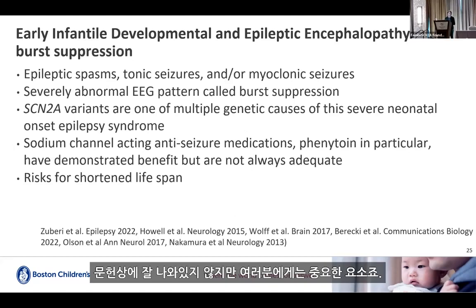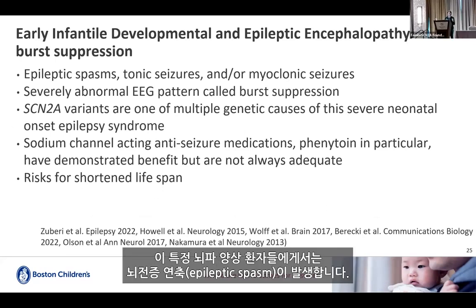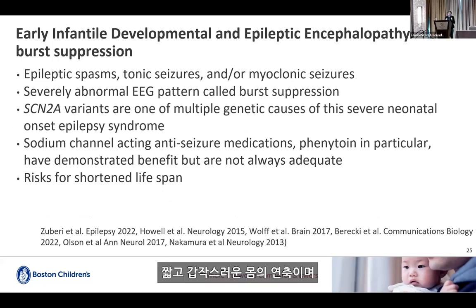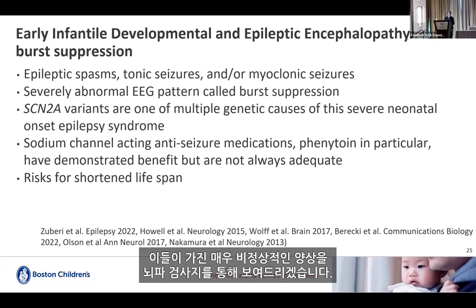Less well described in the literature, but really important and noticed by all of you. So early infantile DEEs with burst suppression, that particular EEG pattern that I mentioned, present with epileptic spasms, which are brief stiffening and relaxing in clusters, tonic seizures, or myoclonic seizures that are like lightning bolt jerk fast. They have this severe abnormal pattern that I'm going to show you on EEG.